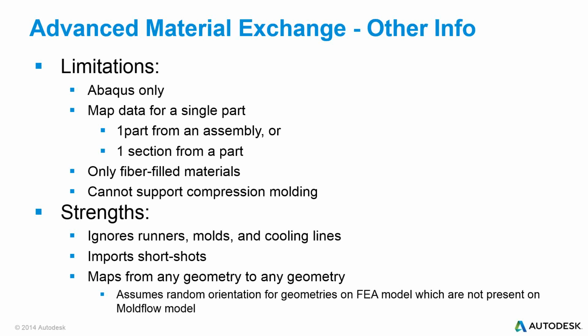But we can also map data when your mold flow component has less geometry than your structural component, which means that some of the structural component won't have mapped data. We would just require you to specify what the material properties are for those portions we do not map.